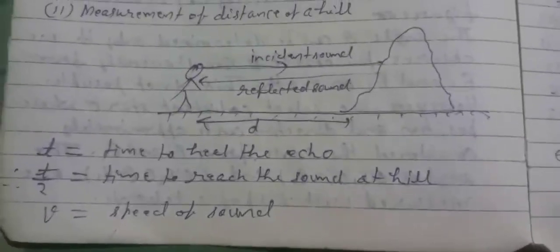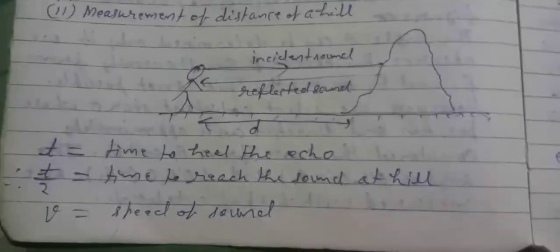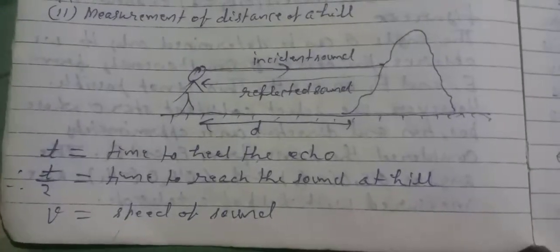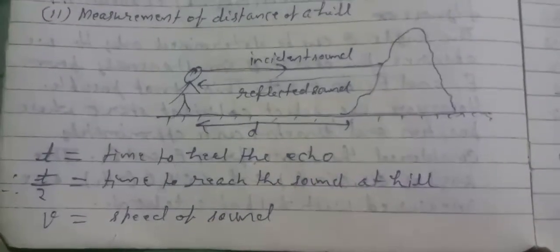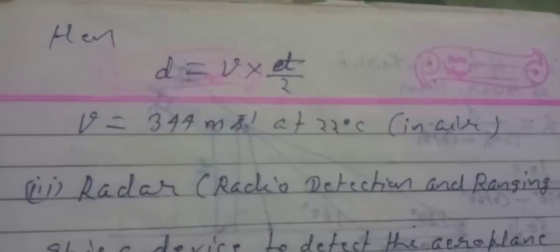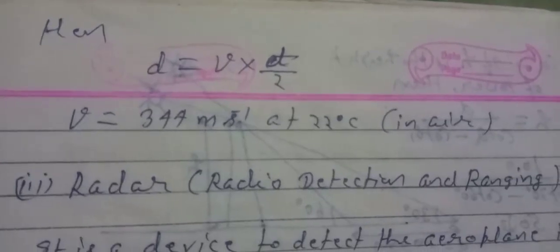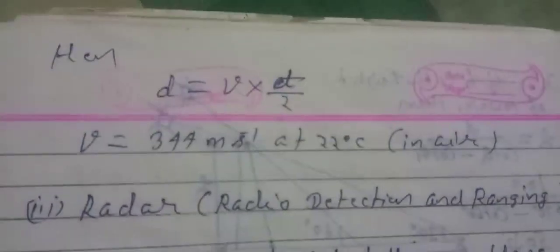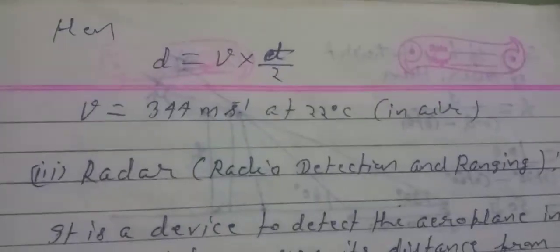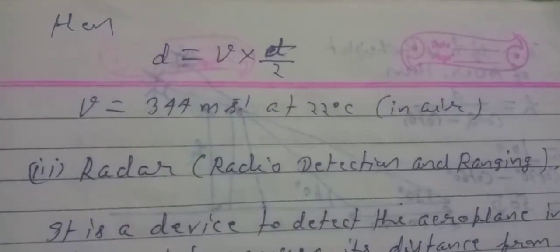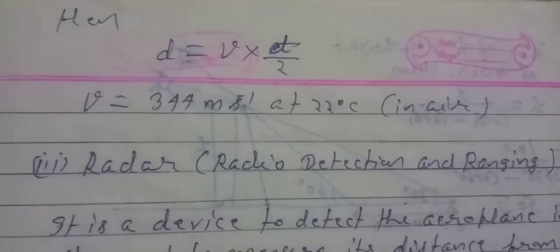Here t equals the time to hear the echo, so t by 2 will be the time to reach the hill. Now v equals the speed of sound, then d equals v into t by 2, and we know that the velocity of sound is 344 meters per second at 22 degrees Celsius in air. So using this method we can calculate the distance of the hill from the formula d equals v into t by 2.